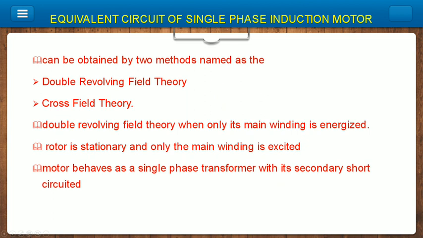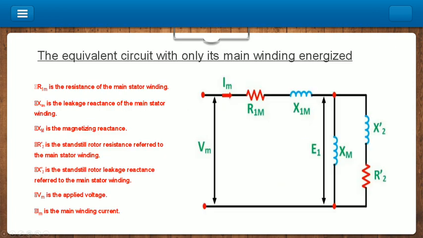So we all know about double revolving field theory. There are two equal and opposite fluxes that revolve and make the rotor flux pulsating, only pulsating, not rotating. So that condition is applied here. In this condition, the motor behaves as a single phase transformer with its secondary short circuited. This is the equivalent circuit, where only the main winding is energized.